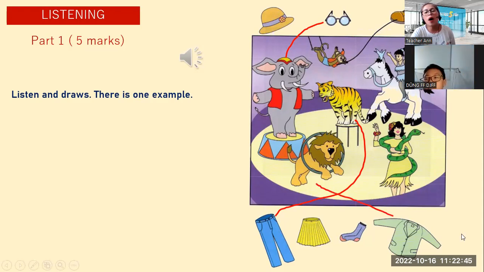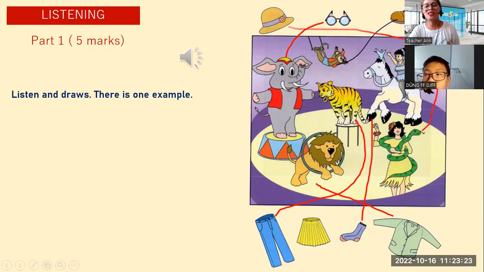Okay, how about this one? The jacket. What animal is on the jacket? It's a lion. What animal is this, Dong? Lion. Okay, next the sock. What animal? It's the horse. Yeah, it's a horse.